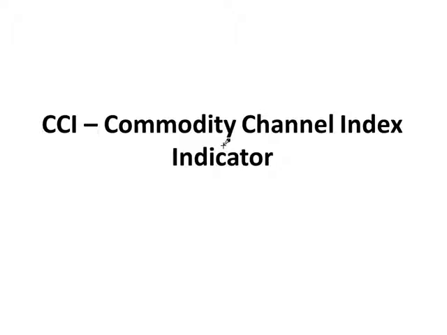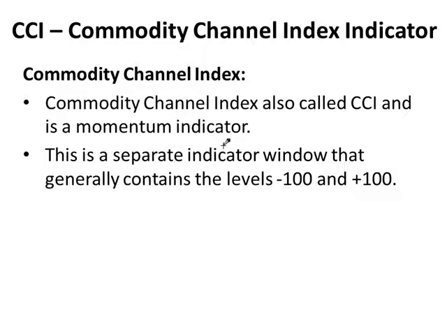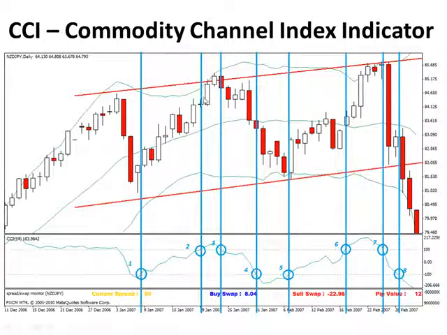In this video, I would like to show you the Commodity Channel Index indicator. The Commodity Channel Index indicator is also called CCI, and it is a momentum indicator. This indicator is in a separate indicator window that generally contains the levels -100 and +100. If you see this picture, you can see that the CCI indicator is in a separate window, and it is normally with the levels +100 and -100.